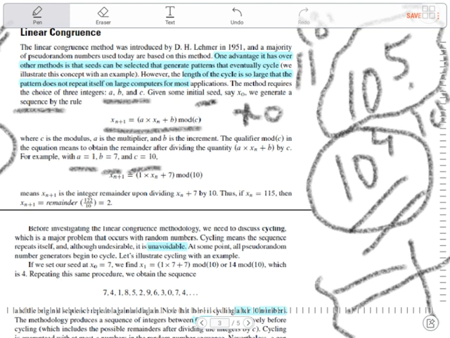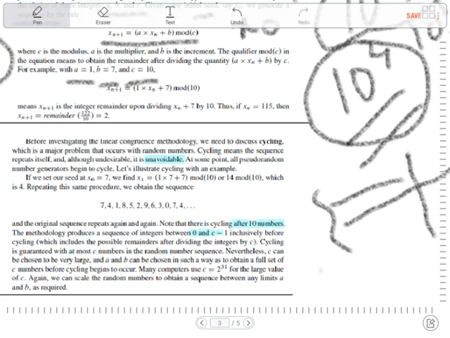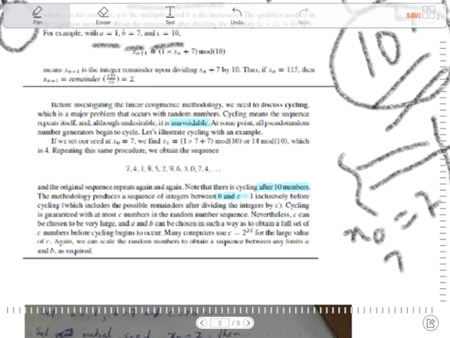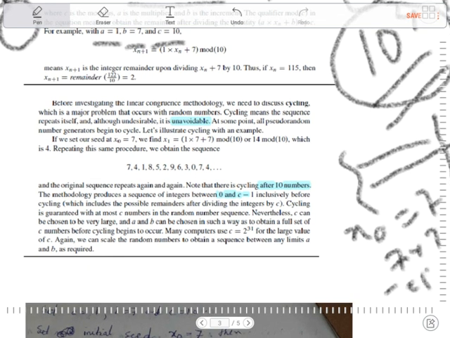So I have taken x0 to be 7, and a equals 1. So a times x0 is 7 only, plus b is 7 again. So 7 plus 7 is 14. And modulo 10, what will that give? It will give the remainder when you divide by 10. So 14 divided by 10 gives a remainder of 4. So x1 will be 4.